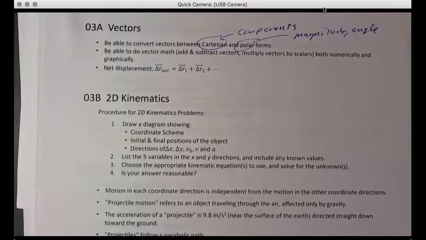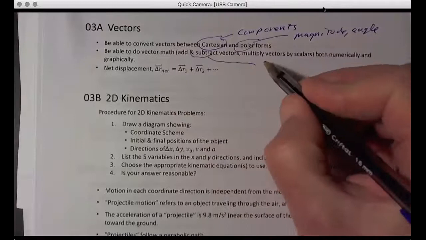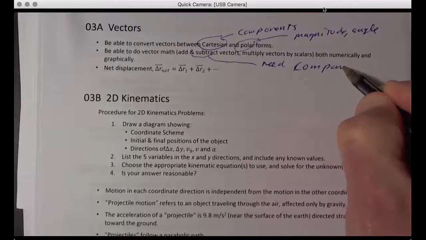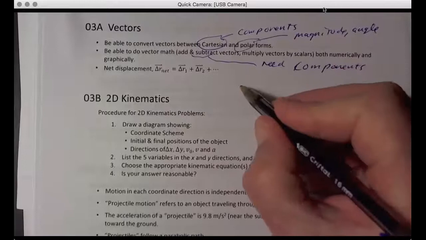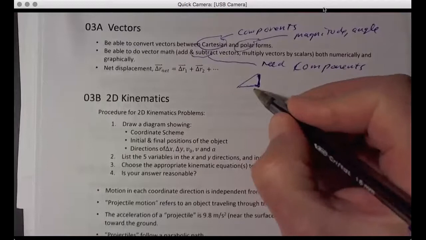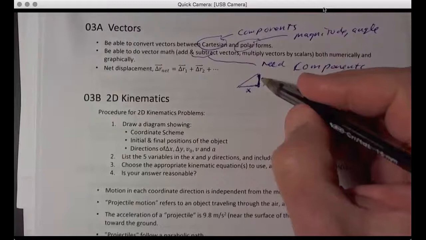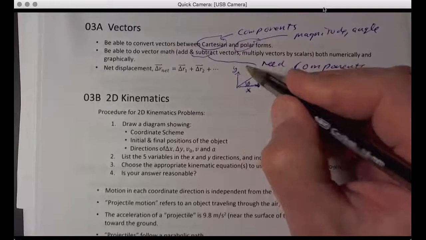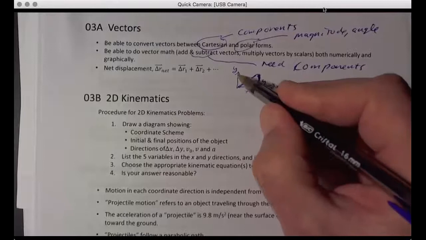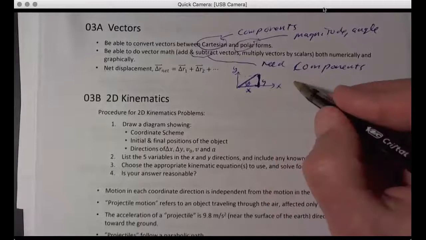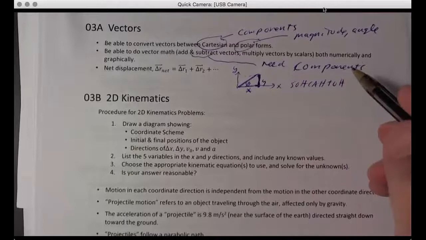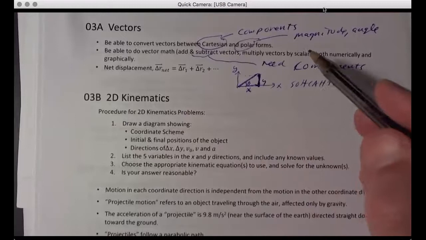To do vector math, add and subtract, you need components. To convert between magnitude-direction and components, you draw a right triangle where you have an X part, a Y part, and typically you draw it from here, so there's your theta. That would be the Y axis, that would be the X axis. You draw out the magnitude and direction, and you can use SOH CAH TOA. You can use it in both directions, either this way or that way. The Pythagorean theorem comes in useful as well.